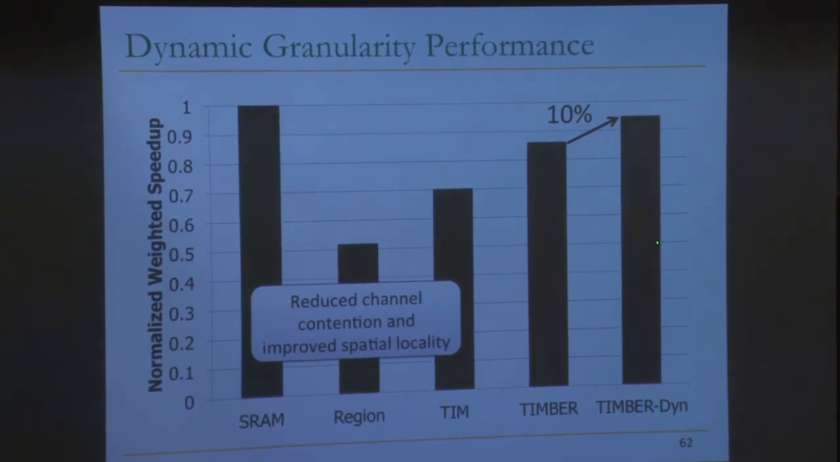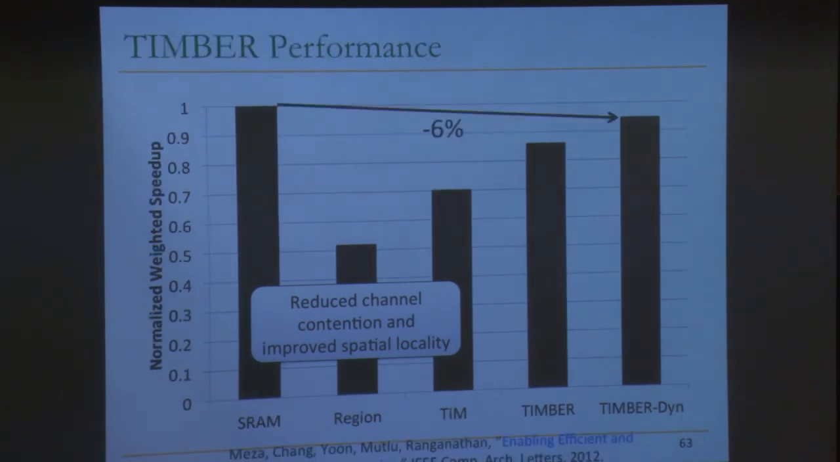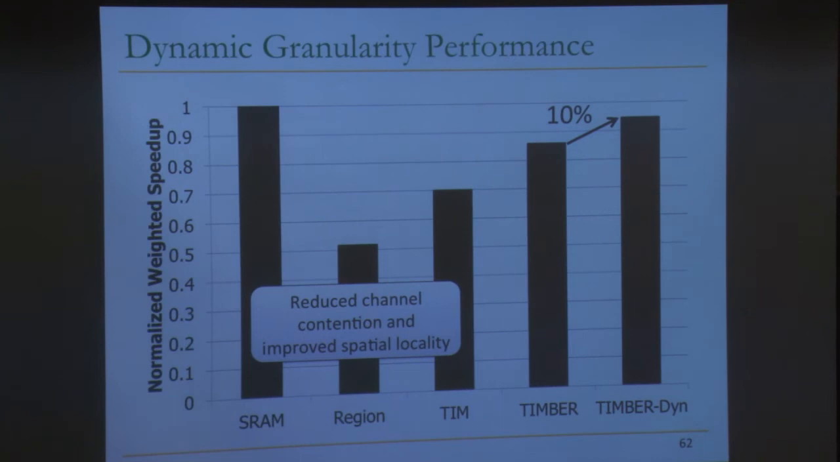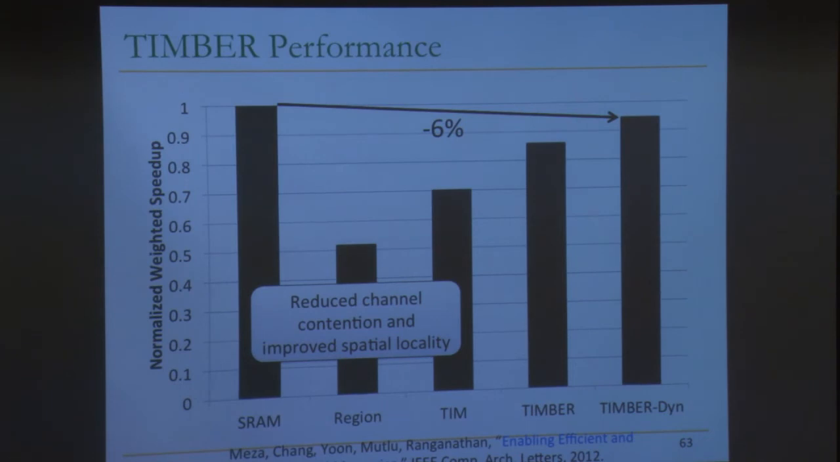So here's our technique that does dynamic caching granularity based on the cost-benefit analysis. What you can see is that we can increasingly improve performance, because what we're doing here is reducing channel contention and improving spatial locality on a per-workload basis. So we don't always move things at the same granularity, and that improves performance across different workloads. Interestingly enough, we can get within 6% of the ideal case, within 6% of using a 32 megabyte SRAM tag store, which is the size of a large last level cache.